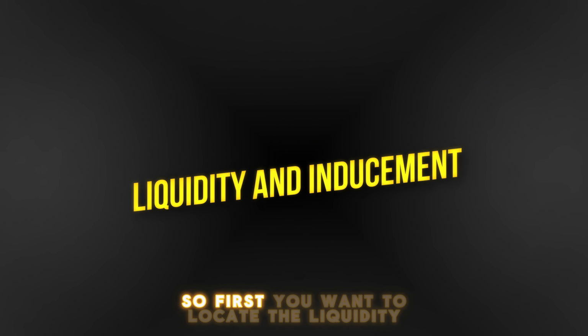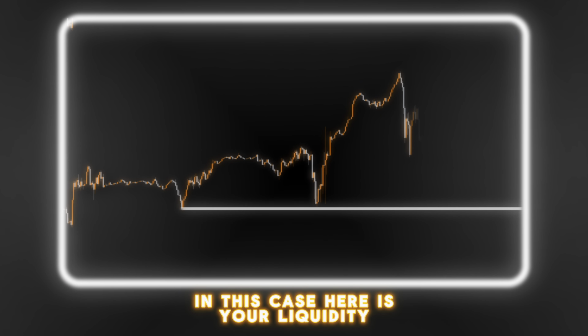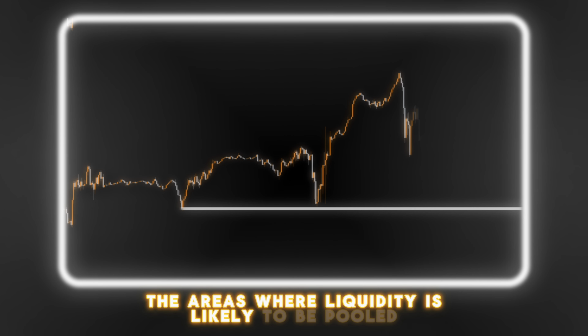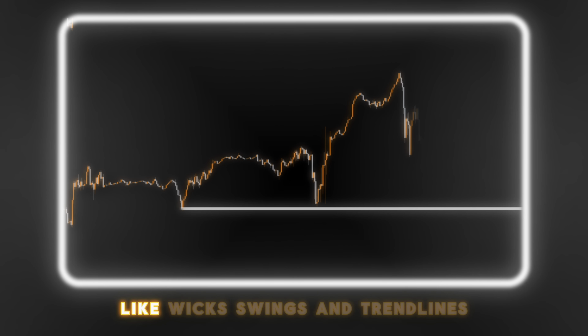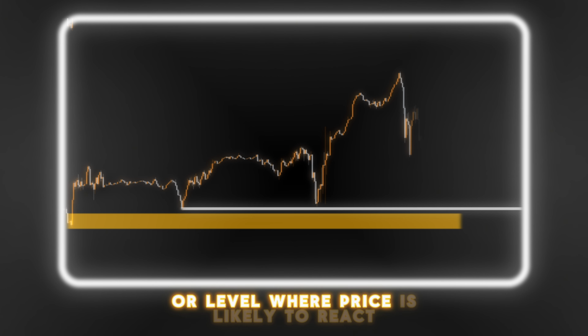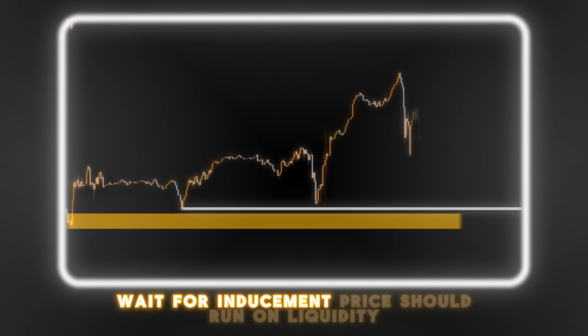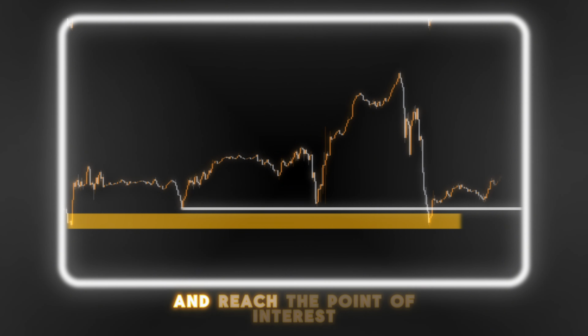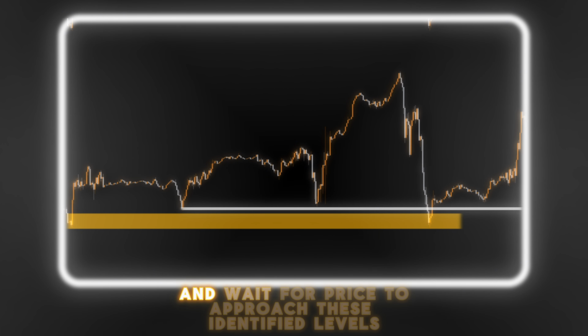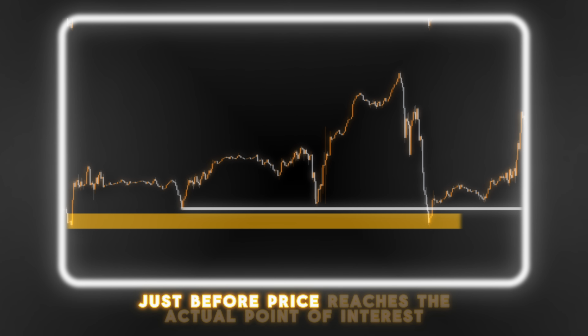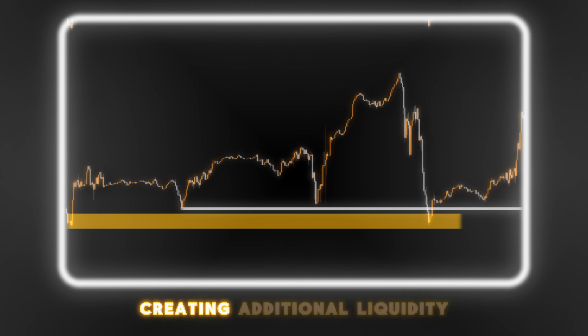So how can you trade liquidity and inducement? First, you want to locate the liquidity. In this case, here is your liquidity. Recognize the areas where liquidity is likely to be pooled based on price action patterns like wicks, swings, and trend lines. And then, you need to find a point of interest. Identify the order block or level where price is likely to react. Wait for inducement. Price should run on liquidity and reach the point of interest. Be patient and wait for price to approach these identified levels. Inducement often occurs just before price reaches the actual point of interest, creating additional liquidity.